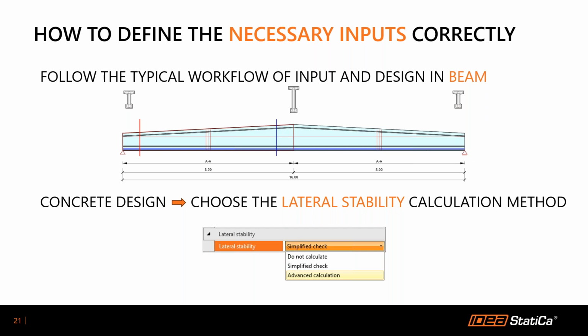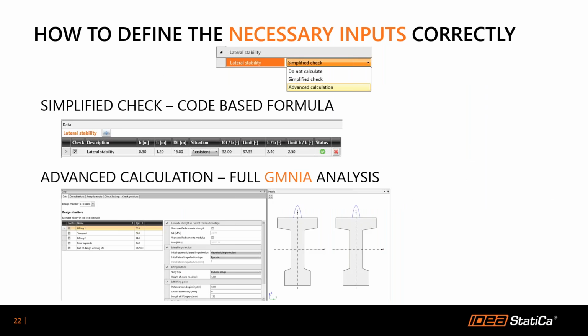And when you are done with this preliminary design phase and you move to the actual concrete design, choosing which checks you want to perform for ultimate limit state or SLS checks, now you have a new option in the lateral stability selection for this advanced calculation. Up until version 24, we used to have the simplified check available, which is a code-based formula from Eurocode, or the option to not calculate lateral stability at all. And now we have a new option to choose the advanced calculation, which is the full GMNIA analysis.